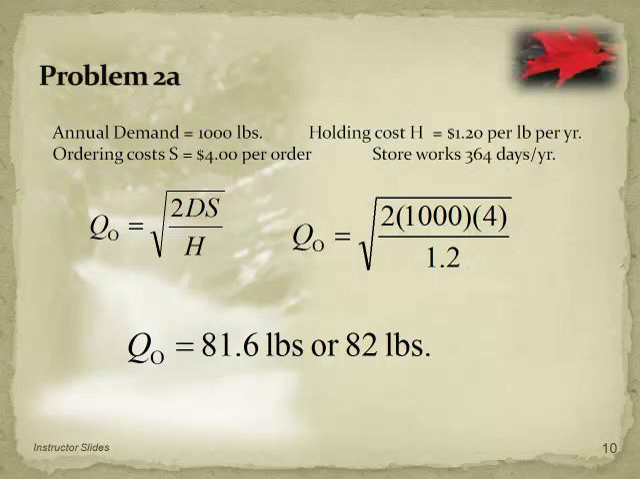You can see that I've substituted the values for the variables, and the calculation is 81.6 pounds. But I really can't order 0.6 of a pound from my supplier, so I'm going to have to round that up, and I will order 82 pounds.